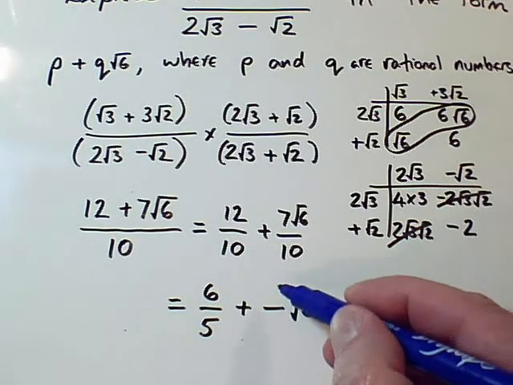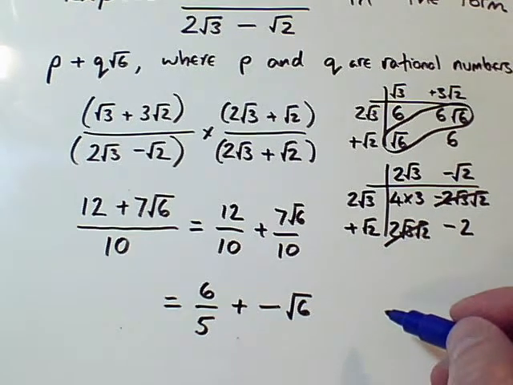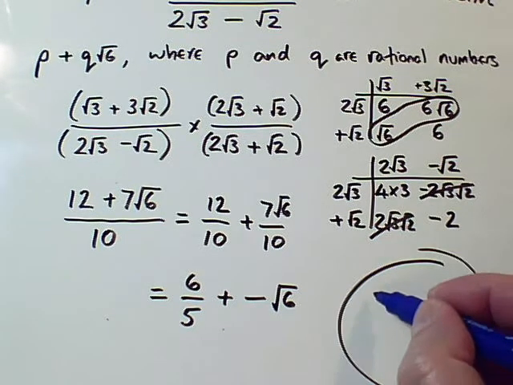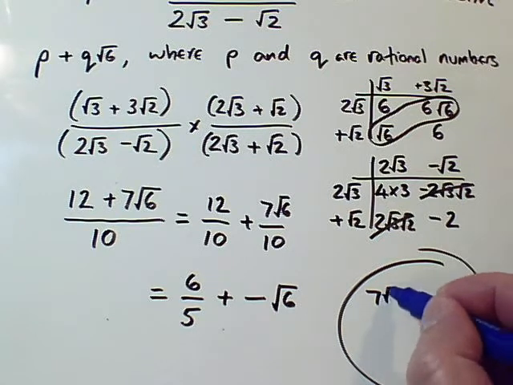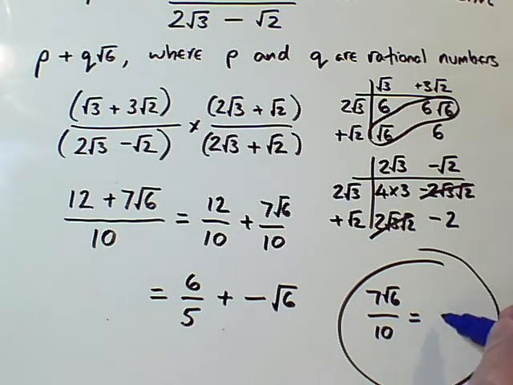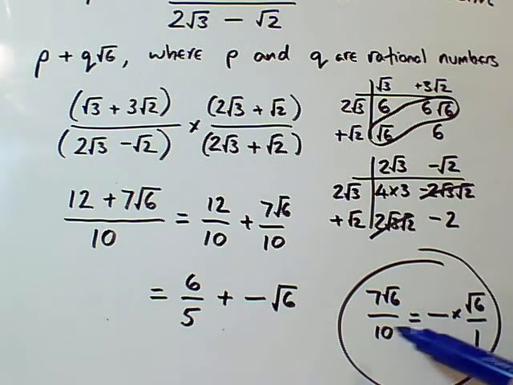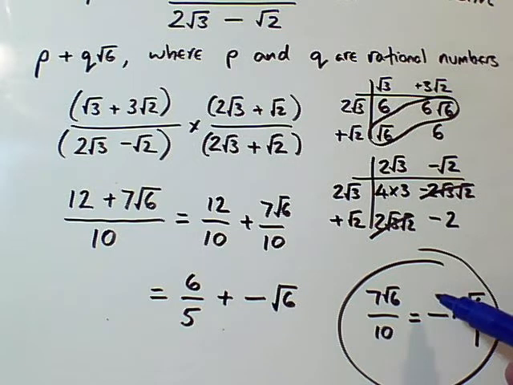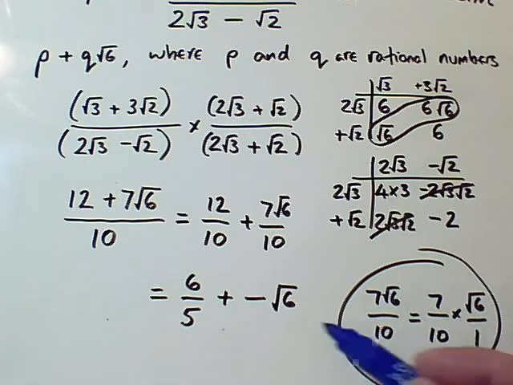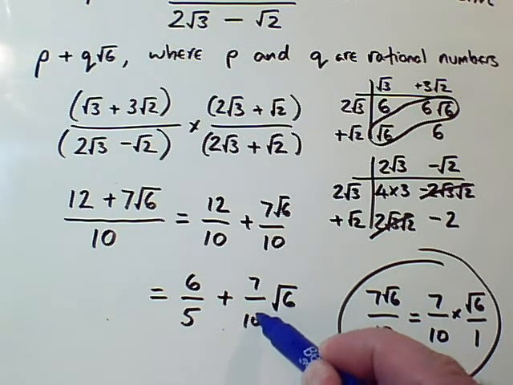Now it may be obvious to you what's going on here. But if it's not, then it's because we're using multiplication of fractions. So what I've got is 7 root 6 over 10, and I'm separating that out into a fraction times root 6, which is root 6 over 1. So what do I need this fraction to be to end up as 7 root 6 over 10? Well, I need 7 times root 6 on the top, and I need 10 times 1 on the bottom. So it turns out that 7 root 6 over 10 is the same as 7/10 root 6.